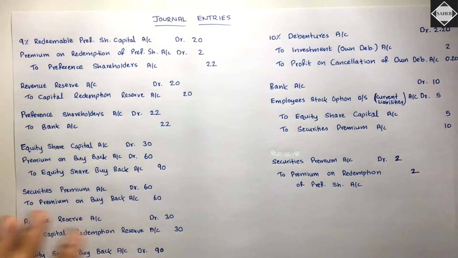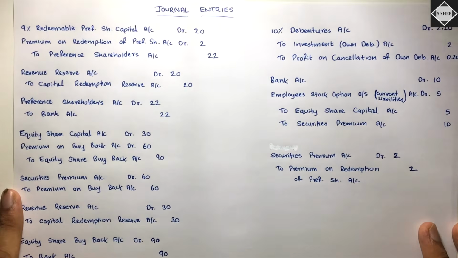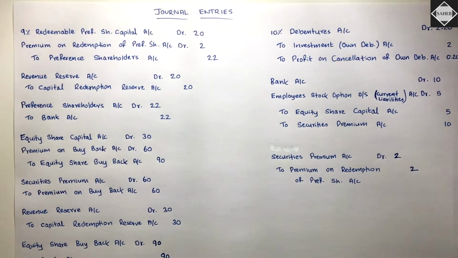Fine. So these are the journal entries. Now let's just see the balance sheet. It's really simple, the balance sheet. Okay, right. Let's move on.